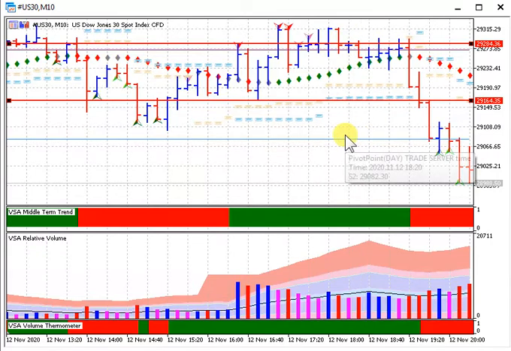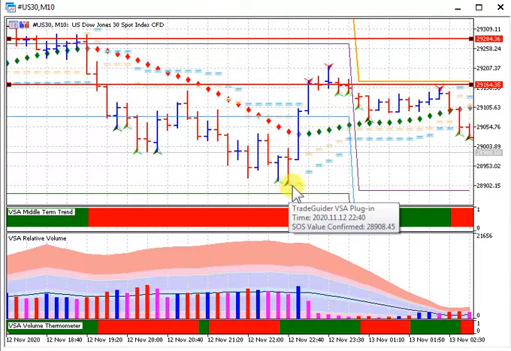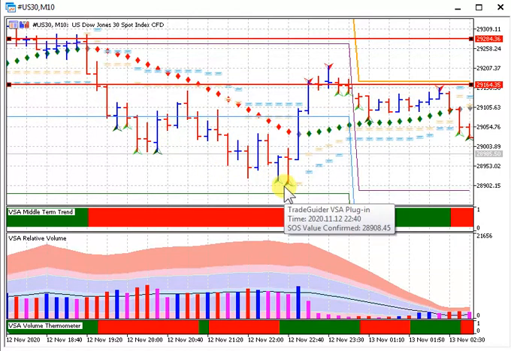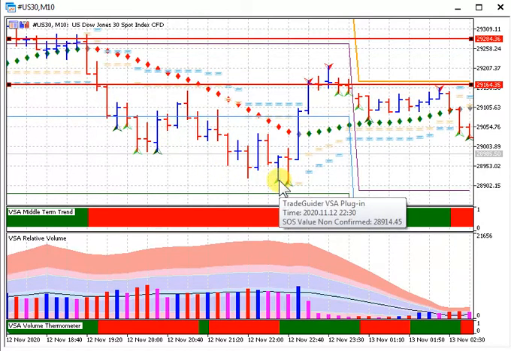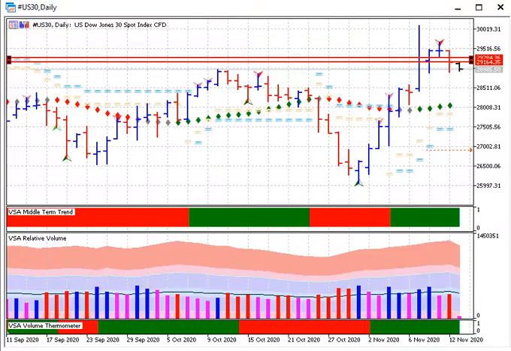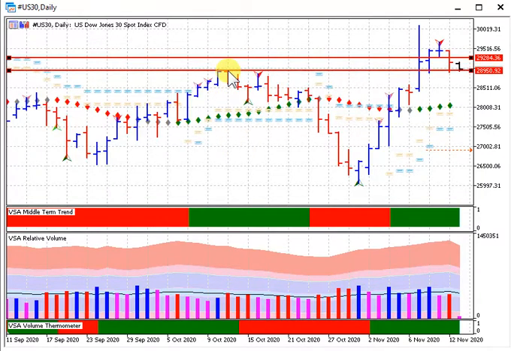So this actually collapsed down into the support level of 28,900, which is basically where the prior highs in the Dow Jones are. So if we look at the daily chart, we can see here that we have the support level of around 28,950 on the Dow Jones on the daily. So what are we looking for today?